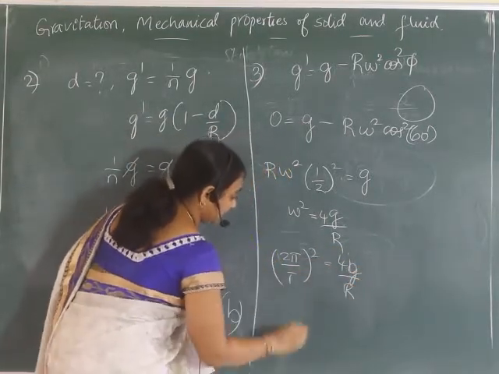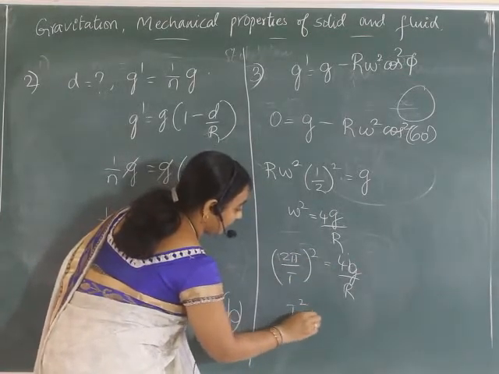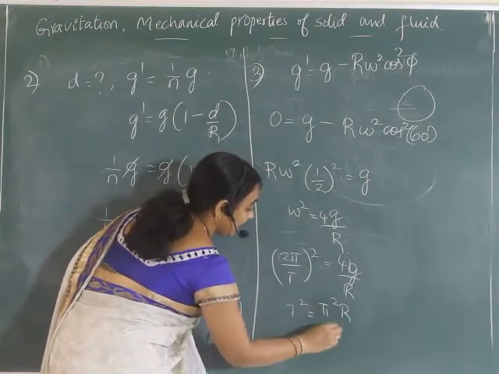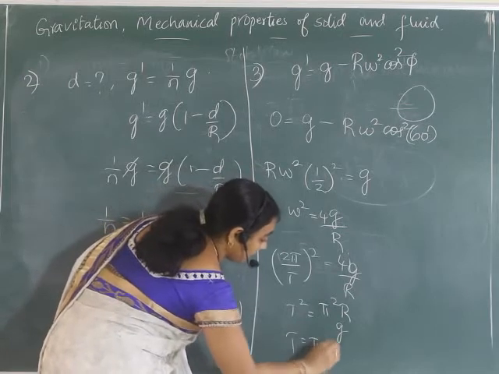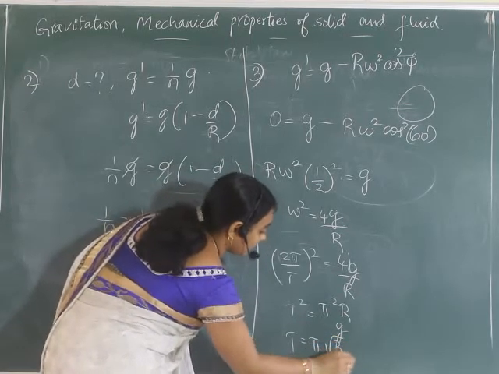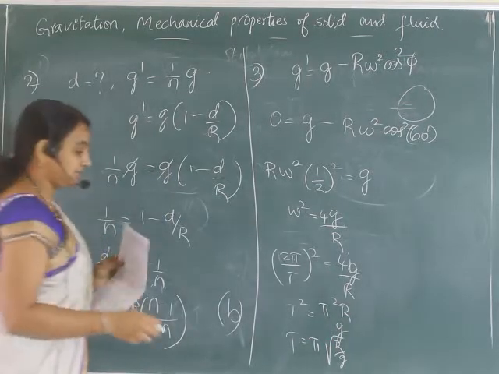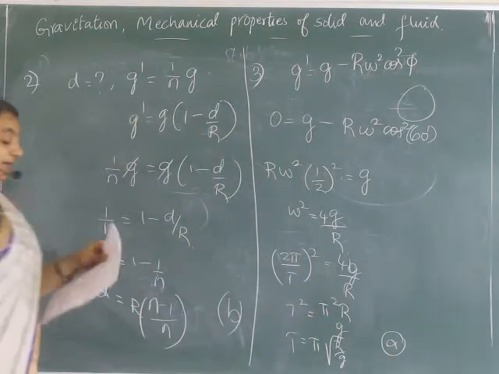Four will get cancelled. Pi square will be there. So T square is equal to 4 pi square R by G, or T is equal to 2 pi root of R by G. Are we having that expression? Yes, this is the expression for the time period.